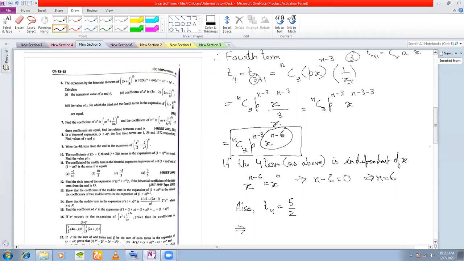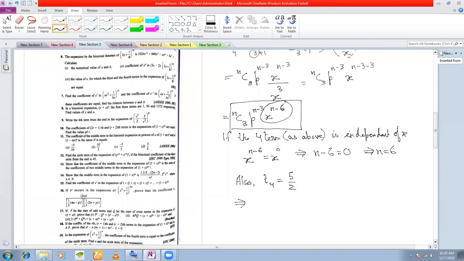right? In which this term is independent of x, the value of n here is 6. So put the value here. That means nC3 p to the power of n minus 3 x to the power of n minus 6 must be equal to 5 by 2. In fact, if you don't write x to the power of n minus 6 also, that will also do because you know that this is independent of x.